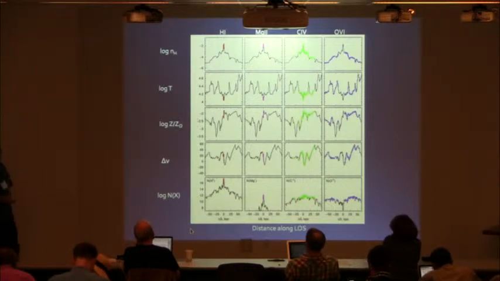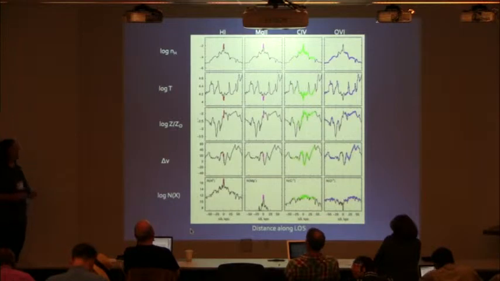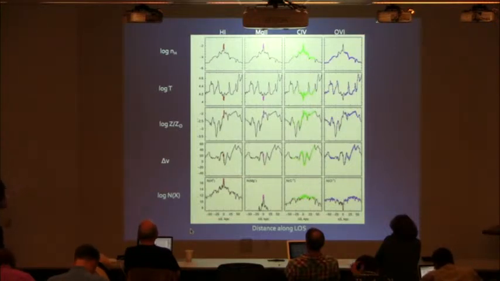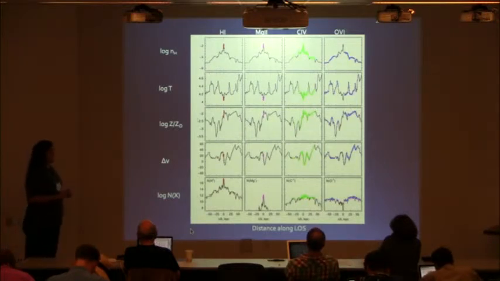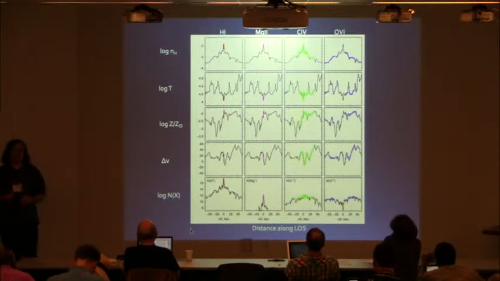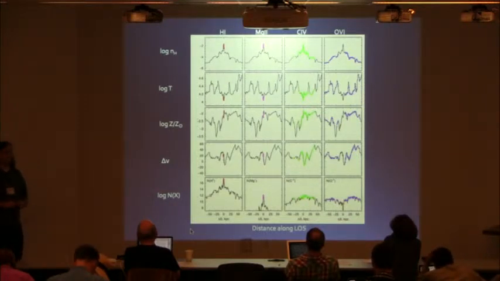And I'm only going to be looking at results for a single line of sight, just for initial analysis. And in this busy plot, the x-axis for all these plots is distance along the line of sight. So from where the line of sight enters the simulation to where it exits. Each column is a different ion, and we have number density, temperature, metallicity, line of sight velocity, and column density for these gas cells. And these are the inherent properties in the simulation. Where you see them highlighted, that's where the cells that contribute significantly to the absorption profiles are located.